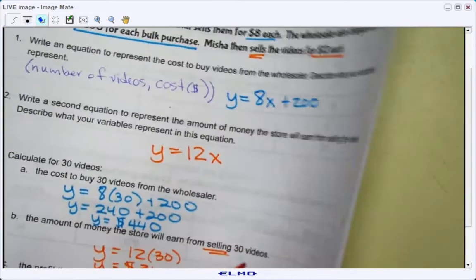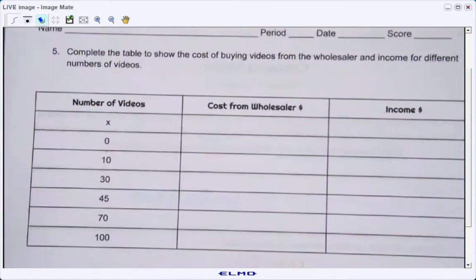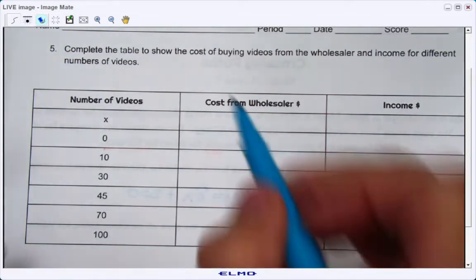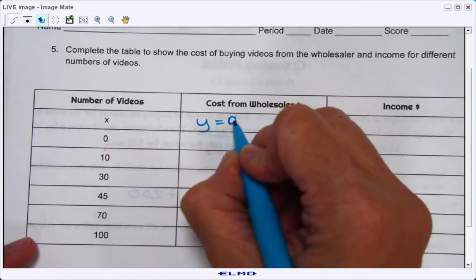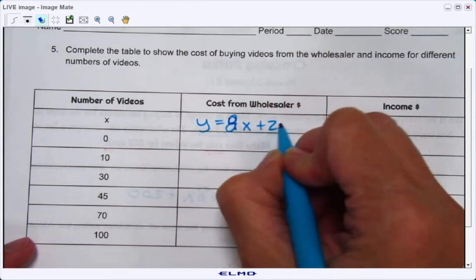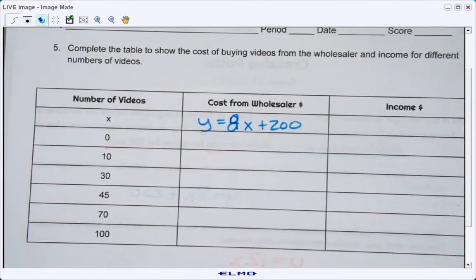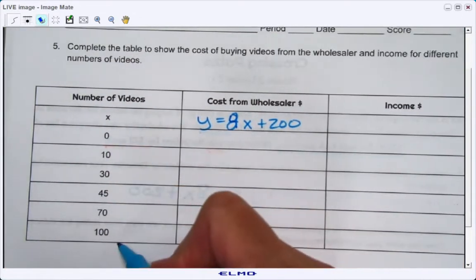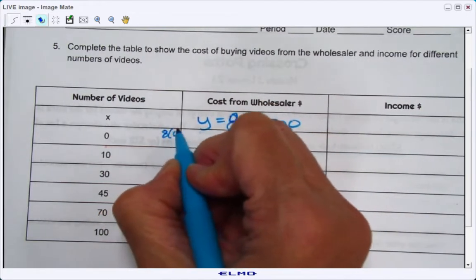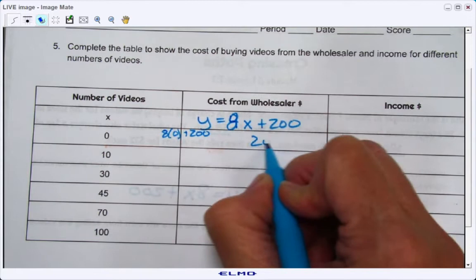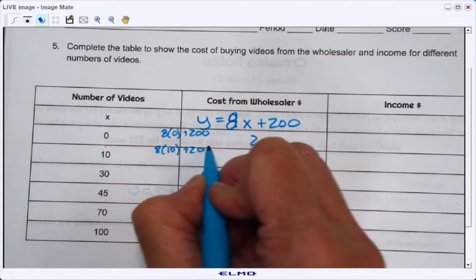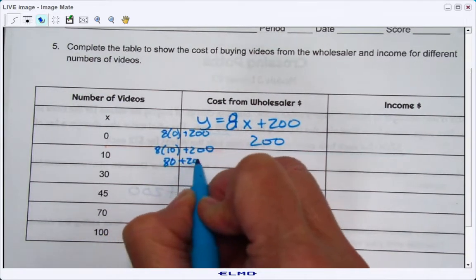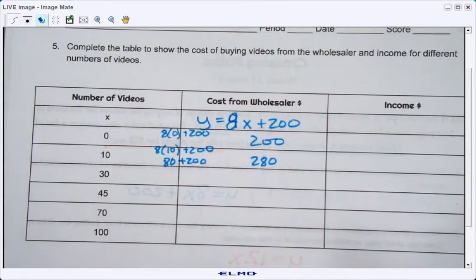So now we're going to come over to the next page, and I know how to plug in information. We've already done this. We've plugged in information before, guys. So I'm going to take 8x plus 200, and I'm going to replace the x with what the x values are. So I'm going to take 8, multiply it by 0, add 200, and that comes out to 200. I'm going to take 8, multiply it by 10, add 200. So that's 80 plus 200, which gets me 280.